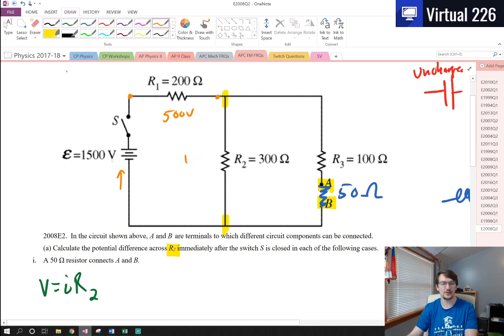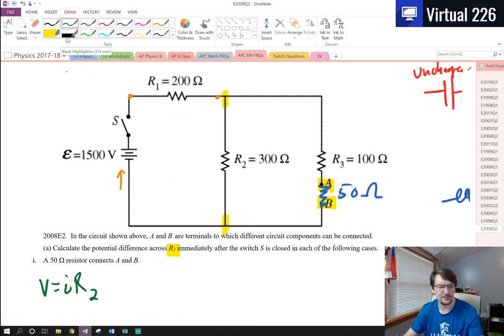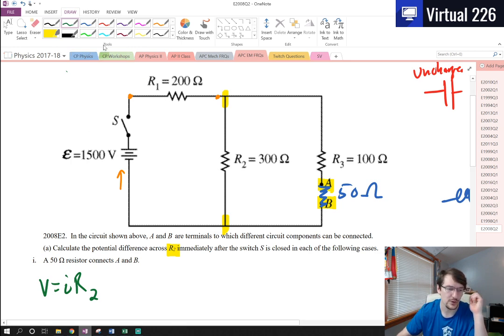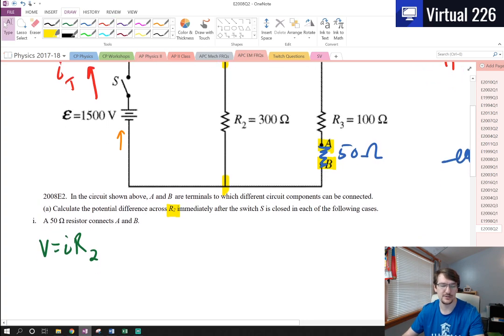We could either find the current running through R2, or we could just figure out what R1 is taking away there. And either way, we'll find our answer. One of the things we have to do before, though, is find what the total current is in the system. And the only way to do that is to find an equivalent resistance and use Ohm's law for the entire system itself.